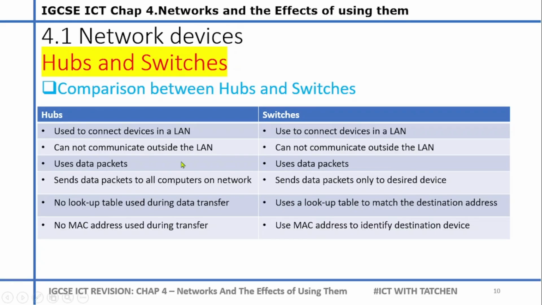Now, let's look at a comparison between hubs and switches. Firstly, you need to understand that they are both used to connect devices in a local area network. And secondly, we've seen that they cannot communicate outside the LAN. Thirdly, they transmit data packets. However, for the hub, data packets are sent to all computers, while the switch is able to send data packets only to the desired device. So the hub doesn't have a lookup table during data transfer, while the switch has. Then there is no MAC address used during transfer by the hub. The switch makes use of a MAC address.